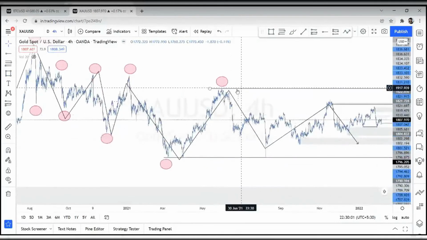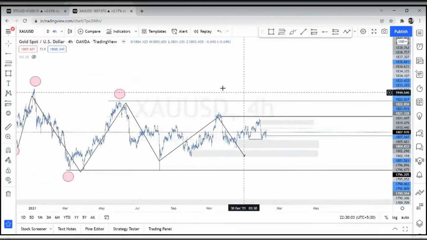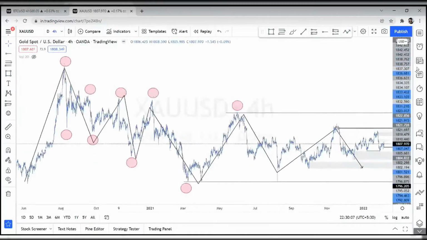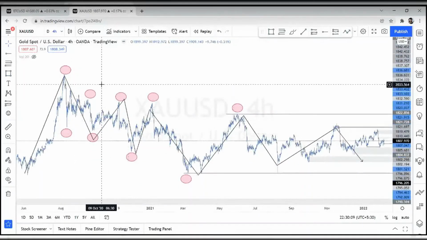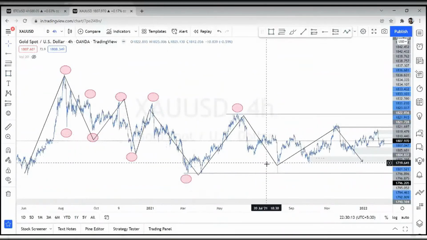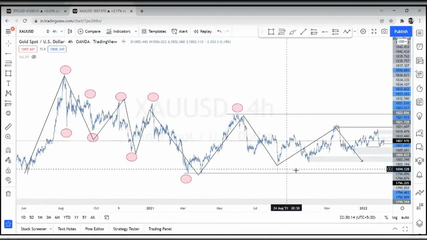So that is the bias. This is for swing, but just for your understanding, this is how institutionally we have the highs and the lows. All right.